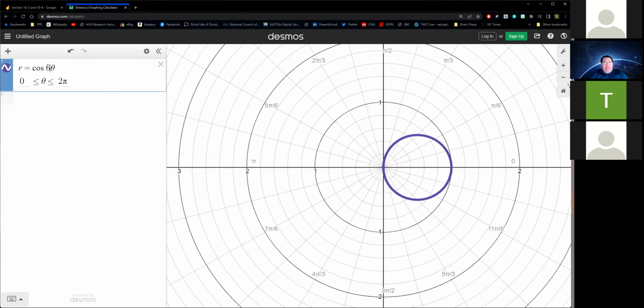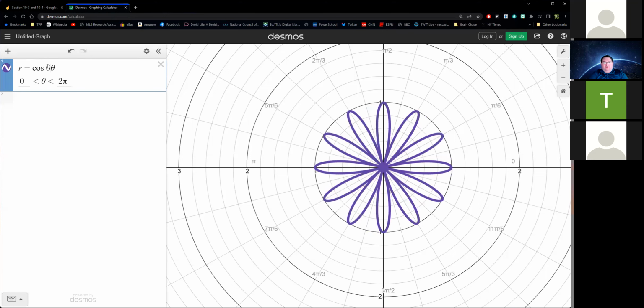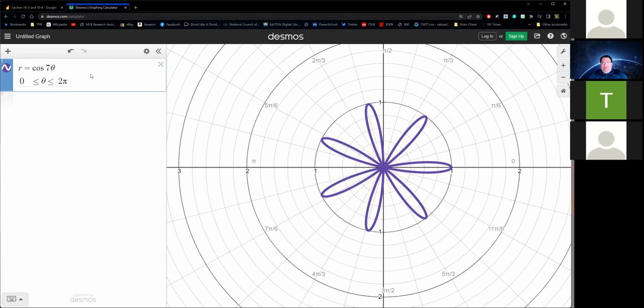So all the even ones will give you twice the number of leaves you have. So like if I did 6 theta, I have 12 leaves. If I do 7, I have 7 leaves. So the even ones give you twice as much. The odd ones give you exactly the same number.